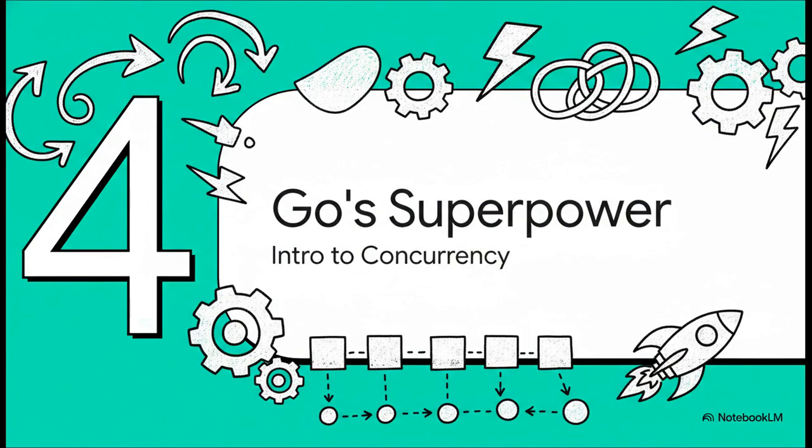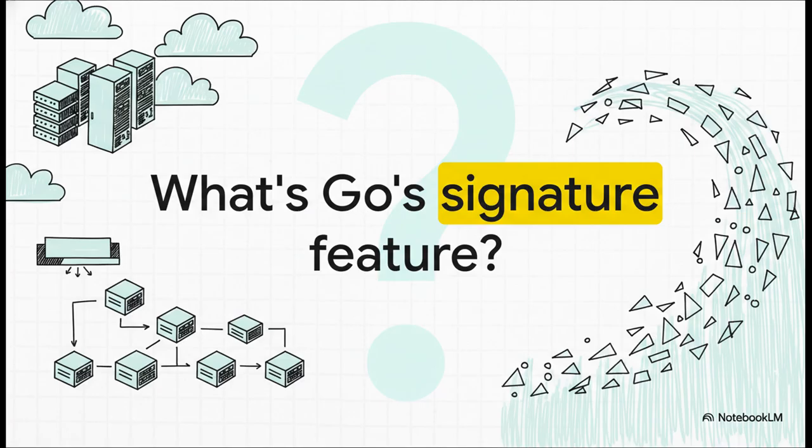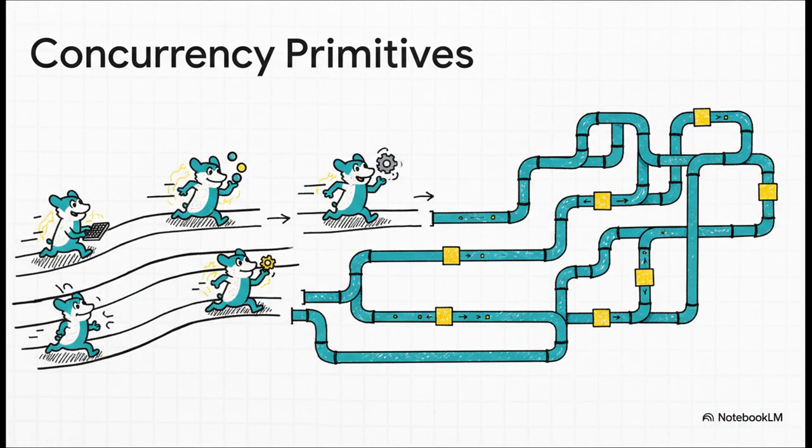Okay, section 4, unlocking Go's superpower. Now we're getting to the feature that truly defines Go, the thing that makes it an absolute beast for modern apps. We're talking about concurrency. So, what's the secret sauce? What's the one thing that makes developers reach for Go when they're building huge, complex network services or cloud infrastructure? The answer? It comes down to 2 incredibly powerful but simple ideas: goroutines and channels.